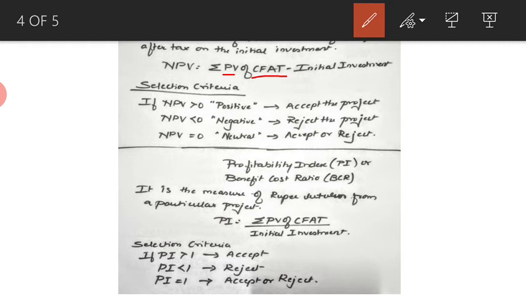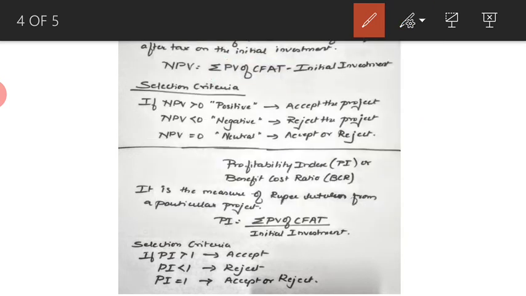Always remember we have to use cash flows after tax, whether it is discounted methods or non-discounted methods. In the further videos, I'll also take a problem where cash flows before tax are given and how do we convert it into after tax. But right now, you just understand that whichever method we use, whether it is discounted methods or non-discounted methods, we have to always consider cash flows after tax.